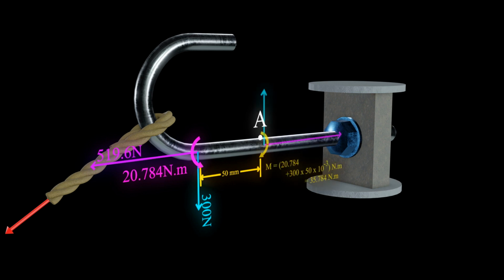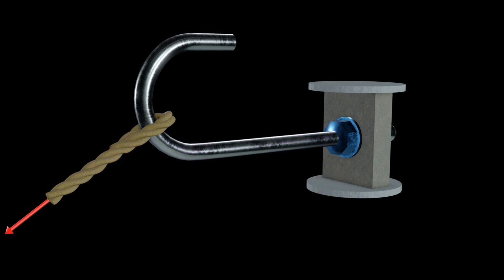Now, to find the reactions at A, it's going to be a simple equilibrium process, equal to 20.784 plus 300 multiplied by 50 multiplied by 10 to the power of minus 3, equaling 35.784 newton meters. After that's done, we now need to extract a volume element A from the shank and find the forces acting on it.